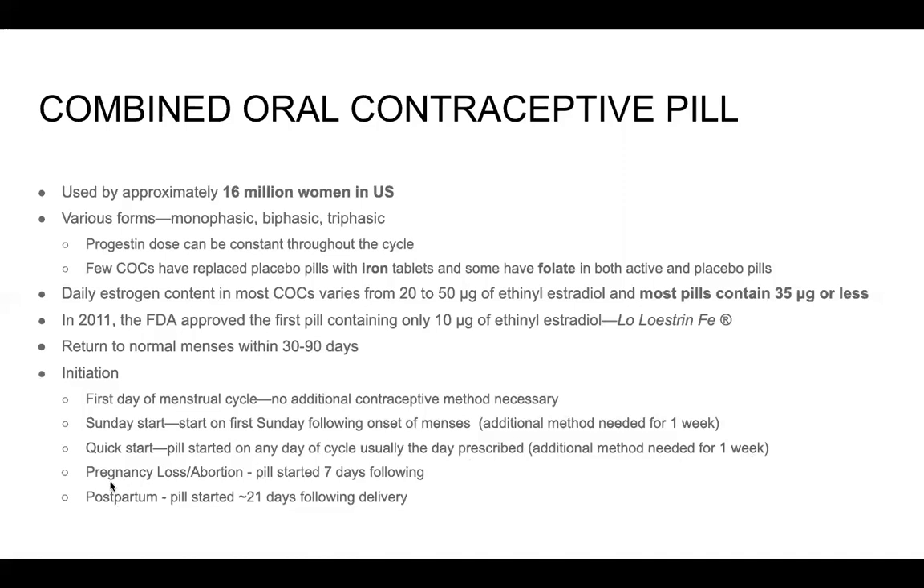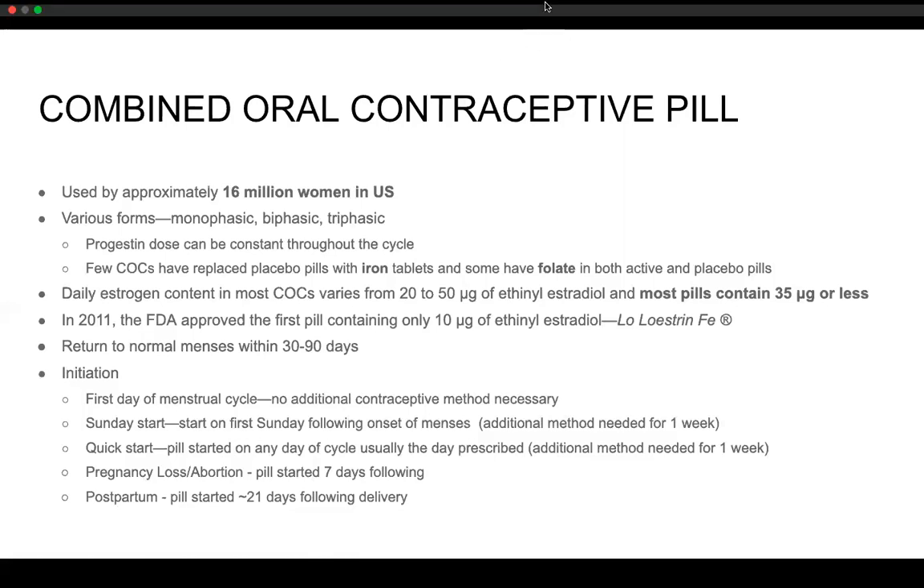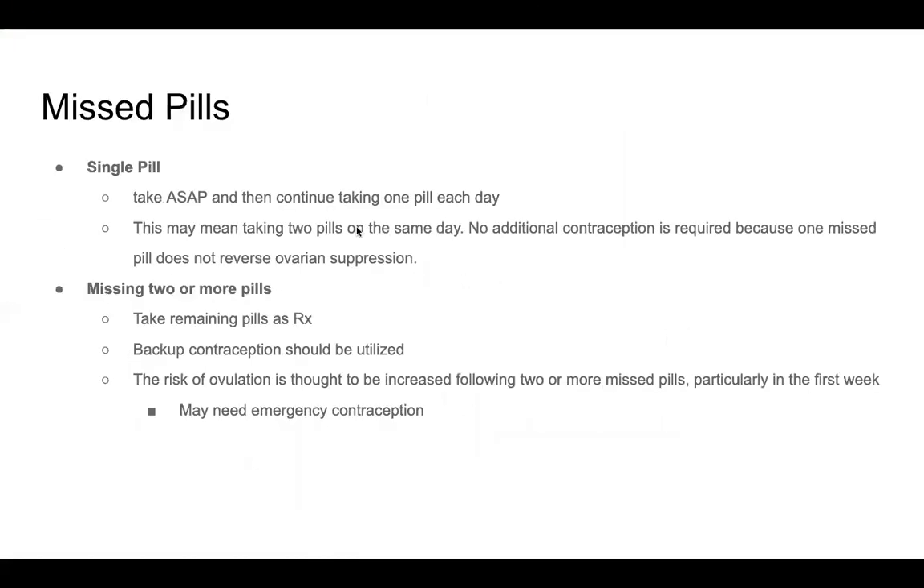And then after a pregnancy loss or abortion, the pill can be started within 7 days. And postpartum, most combined pills are started around 3 weeks after delivery. If you have any risk factors for blood clots, you should really start around 30 days. And that's another lecture in postpartum there. But this is another question that I get very frequently, so I thought I'd include it.